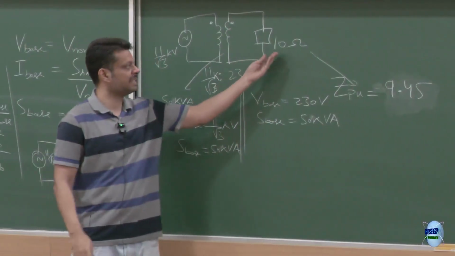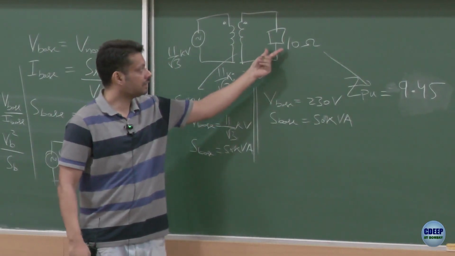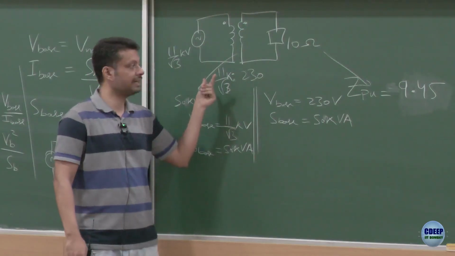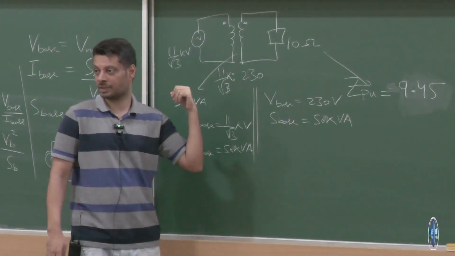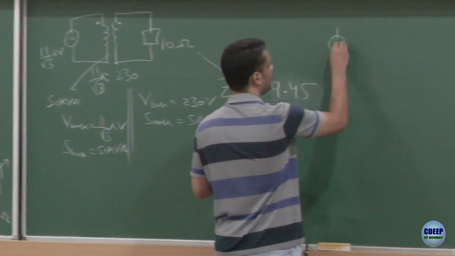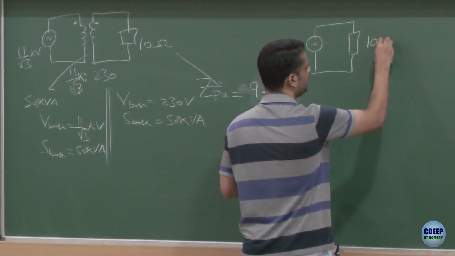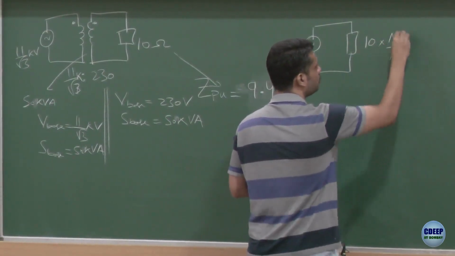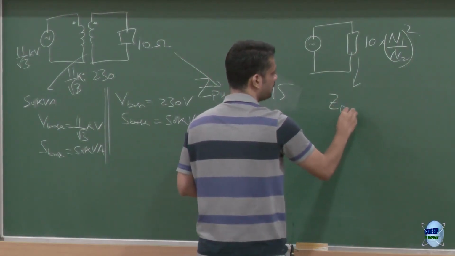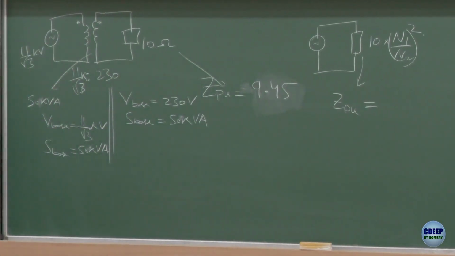So now the point is, if this is the 10 ohm corresponding to 9.45, right? If you convert this 10 ohm, bring it to the primary side, and now calculate it in per unit on the primary side, can you quickly do that? How much would that value be? So you still have this source. I have brought this on the primary side. So this is 10 into N1 by N2 squared. So what is the per unit value of this one?